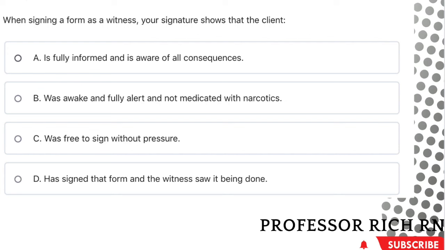Okay, next question. When signing a form as a witness, your signature shows that the client A. is fully informed and aware of all consequences. B. was awake and alert and not medicated with narcotics. C. was free to sign without pressure. D. has signed that form and the witness saw it being done. This one's a pretty simple, basic thought, so don't overthink this one.